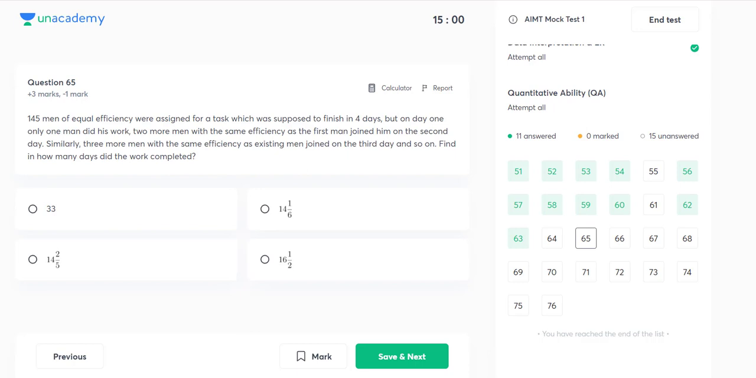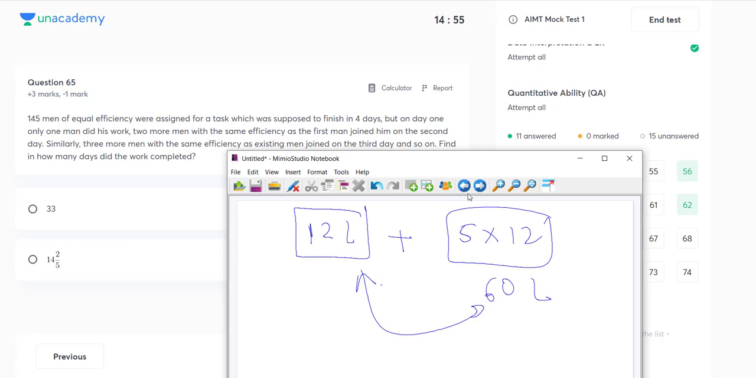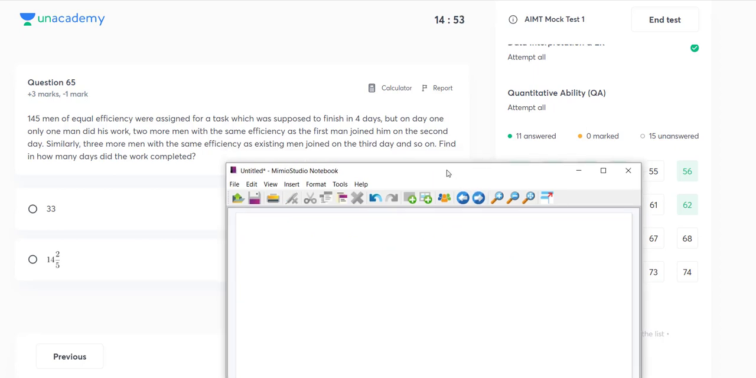145 men of equal efficiency are assigned a task, hold on, this looks easy. 145 men of equal efficiency are assigned a task which they finish in 4 days. So we are going to assume that 1 unit per day is the per man efficiency. So total work is going to be 145 into 4, that is 580 units. But on day 1 only 1 man did his work. 2 more men with the same efficiency as the first man joined on the second day.